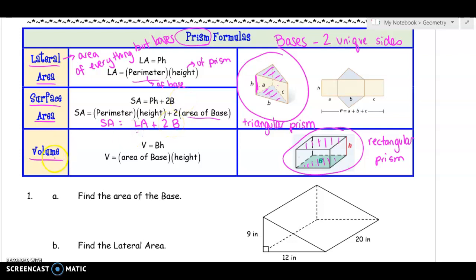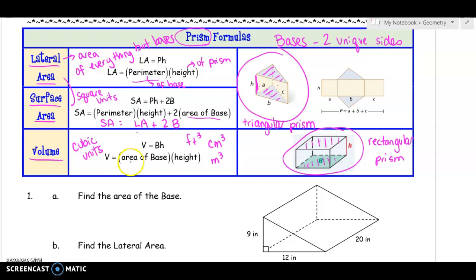And then volume is how much this prism can hold. If we were to fill it up with water, how much could it hold? Volume is always going to be cubic units. So it might be like cubic meters, cubic centimeters, cubic feet. It's always got a little 3 with it. The area ones are still going to be square. So it'll still be like square meters, square feet, square centimeters, whatever it is.